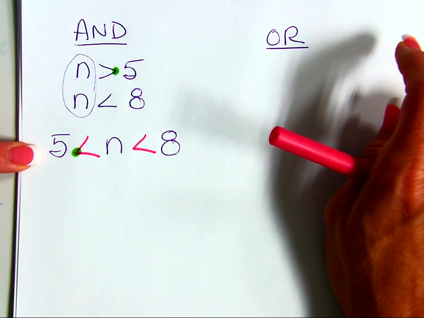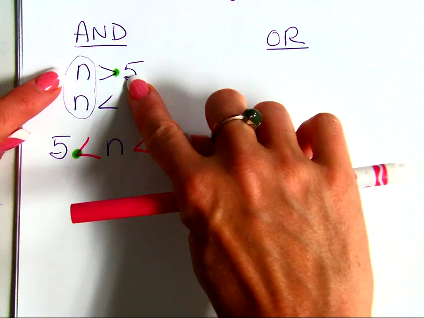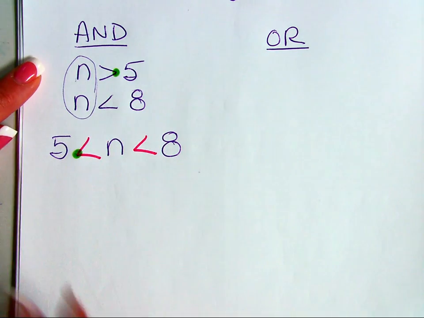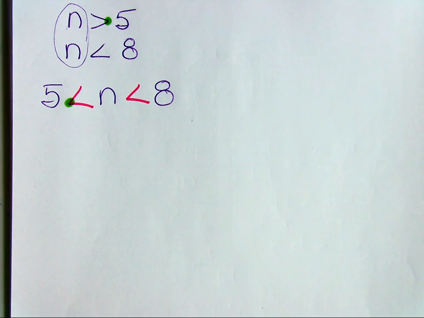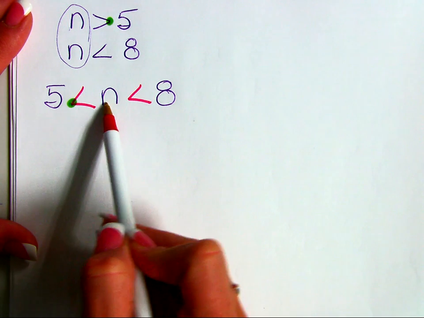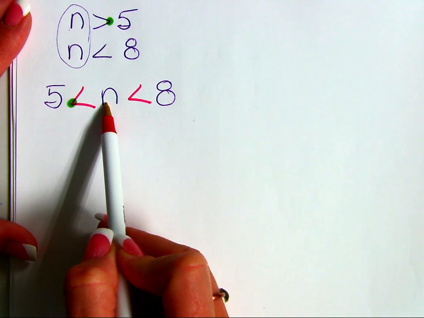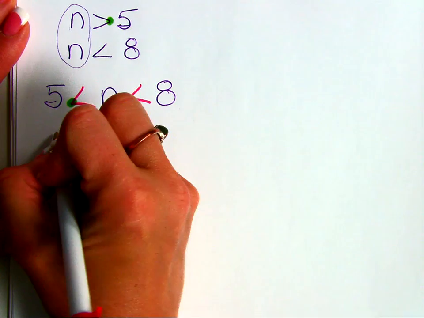So do you understand where this came from? It came from me taking these two, and the only thing different is I had to remember to switch that one around. All right? Here's how you're going to be asked to read it. To read it, you're going to say 5 is less than N, which is less than 8. Okay? So let's write that.